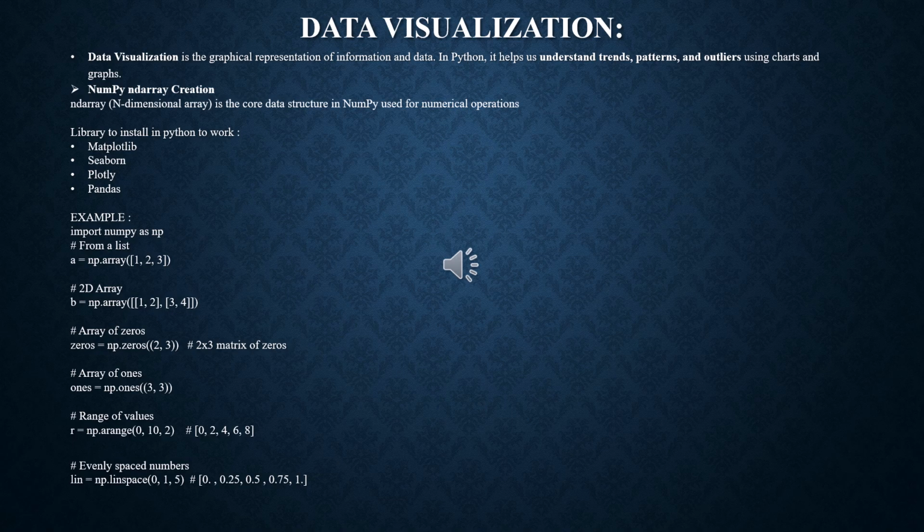The first example is import numpy as np. np.array of 1, 2, 3 is a 1D array, and a 2D array is 1 2 3 4. Zeros with 2 and 3 means a 2 by 3 matrix of zeros, and ones with 3 by 3 gives a 3 by 3 matrix of ones. Then there is arange for a range of values, 0 to 10 in steps of 2, and linspace for evenly spaced numbers. All those come under examples of the functions used in data visualization.